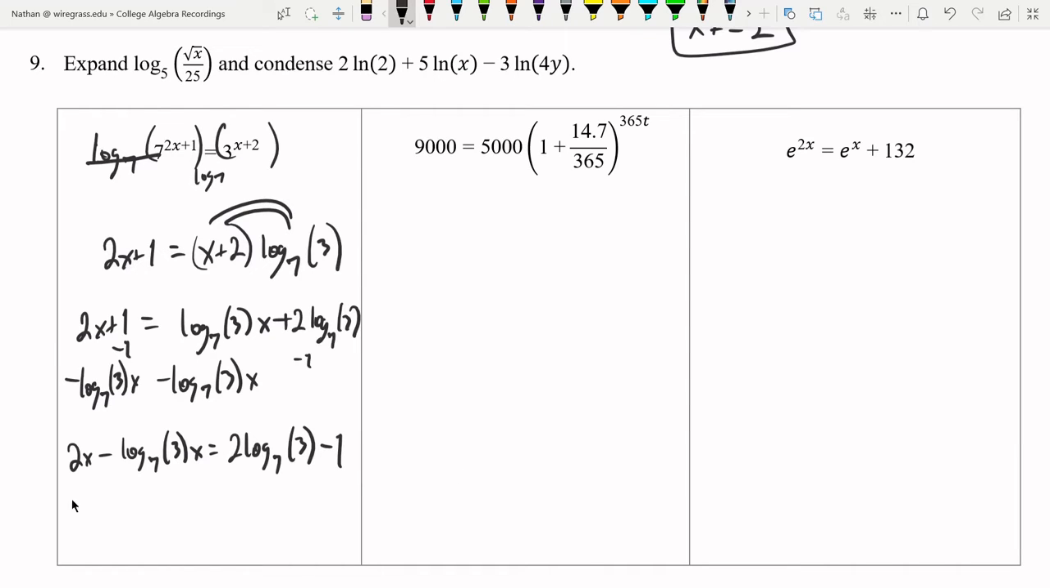Okay, I can take out the x here, and then that's going to give me 2 minus log base 7 of 3 times x. This is just the same thing. And then I can divide this out over to this side. That's going to give me, the full thing is 2 log base 7 of 3 minus 1 over 2 minus log base 7 of 3. I wrote it this way because this is an exact answer. But you can, of course, plug it into your calculator and solve.